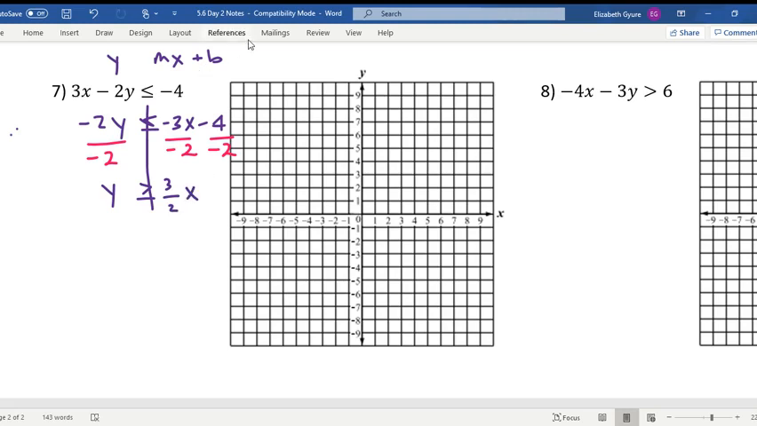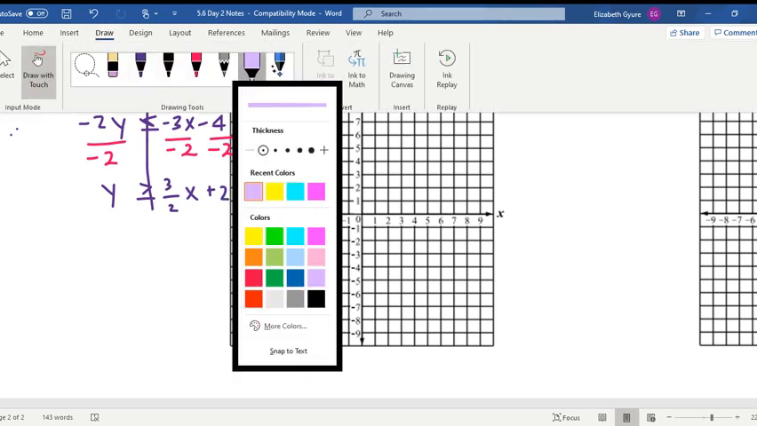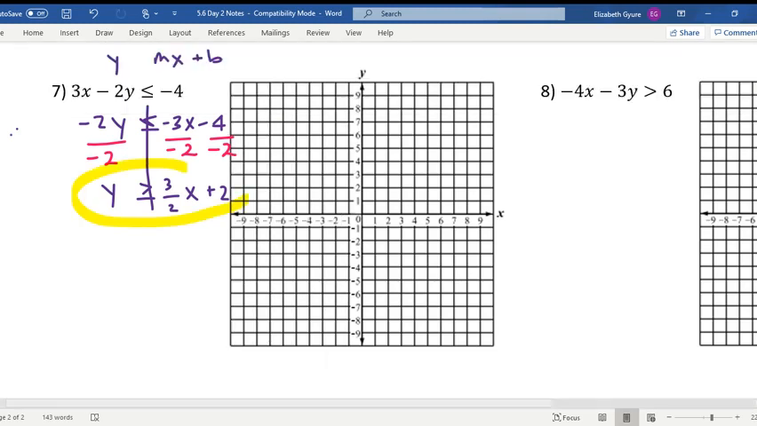And then what's negative 4 divided by negative 2? Close. What's a negative divided by a negative, though? Yeah, positive 2. Very good. So positive 2. And that is our new inequality. We got y is greater than or equal to 3 over 2x plus 2.